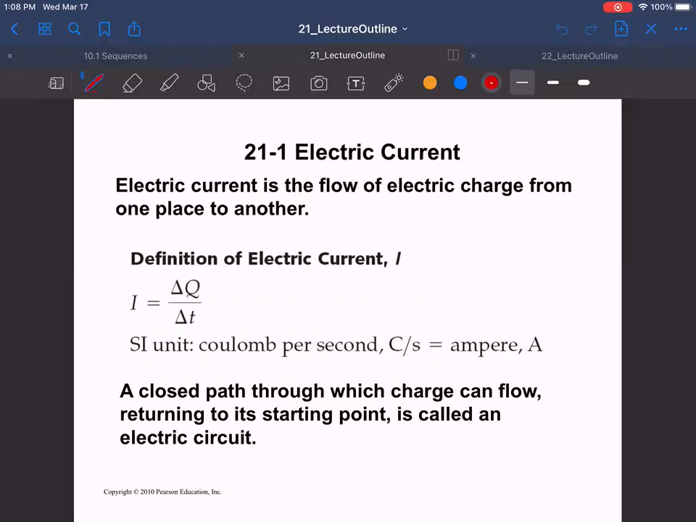So, all right, that's our charge per unit time. If we make a closed path through which we can get this current to flow, that's our electrical circuit.